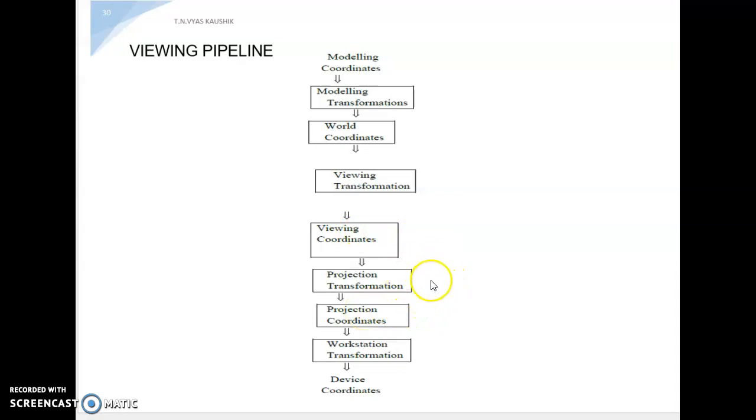We'll see some projection transformations very soon. I have already told you that projection is one of the important concepts in 3D geometry, and we will see it in the upcoming lectures also. Finally, the projection coordinates will undergo workstation transformation and be converted into device coordinates. So this is the pipeline diagram in which 3D is converted from its modeling coordinates to device coordinates.